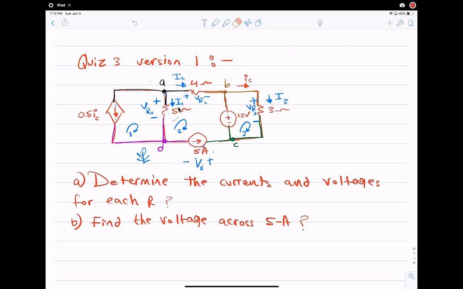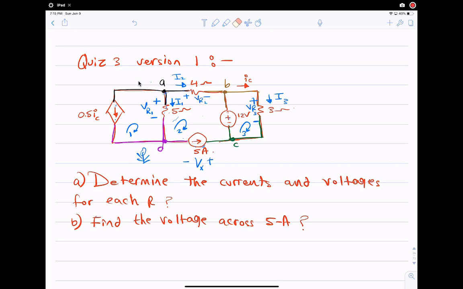Now I have to pick which node I should start with. We said if I have a current source, I would rather do KCL. If I have a voltage source, I would rather do KVL. Now let's observe first. I want to teach you how to start because it's the most important step.